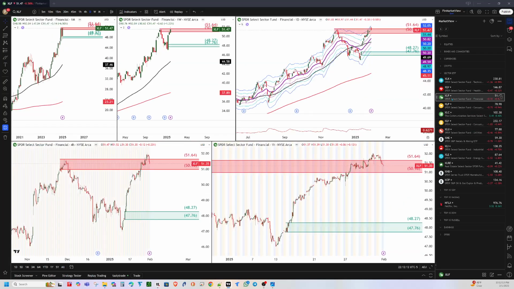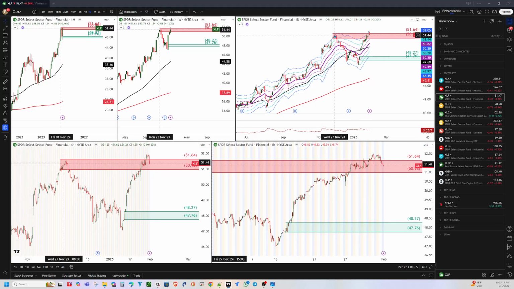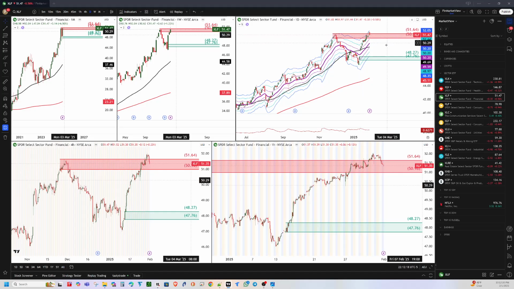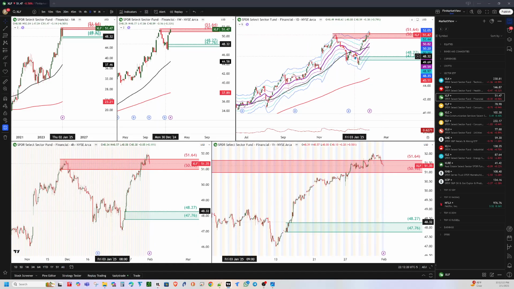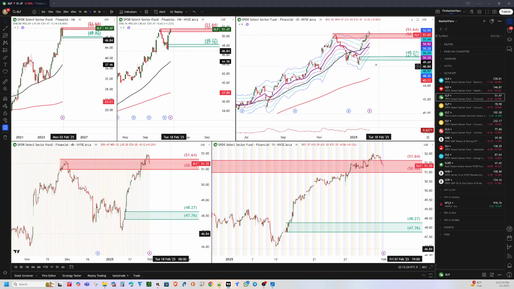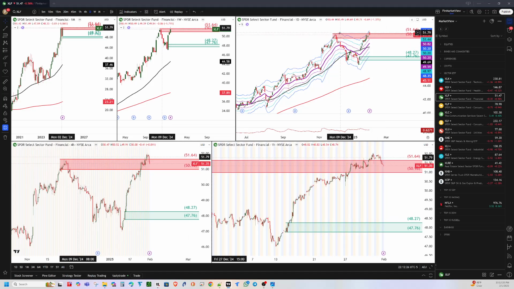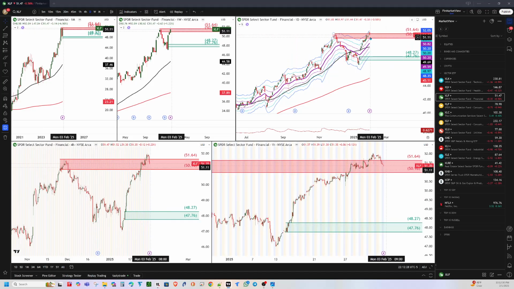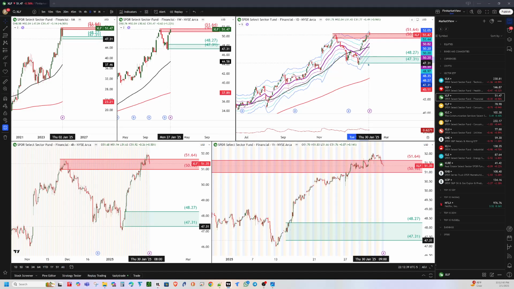XLF, finance sector. We made a new high, and the supply zone is broken, resistance is broken on the daily level, and this entire trend started at this level, basically the 14ish area. So definitely I want a pullback, a deep pullback, because this is where the daily swing low started and then made a new high. Definitely 48, 47, this area is a good entry when it comes back.